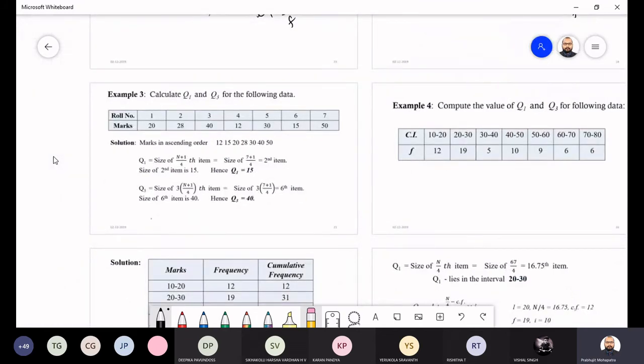So here is the problem. This is the discrete type. This is not a continuous type. This is not a class interval type. So it is the discrete type, and you need to find Q1 and Q3.